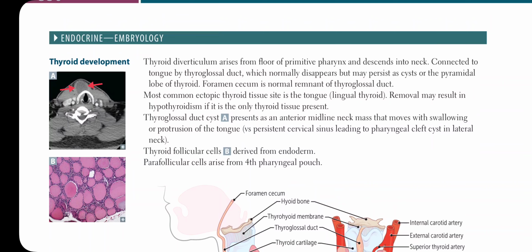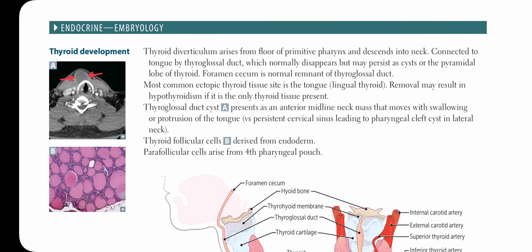The thyroid diverticulum starts at the pharynx, goes down to the neck, and is connected to the tongue by the thyroglossal duct. The thyroglossal duct should go away, but if it stays, it can become a cyst or pyramidal lobe of the thyroid, and if it goes away, the remnant is called the foramen cecum. The most common ectopic thyroid tissue is the tongue, and this is called the lingual thyroid. If you remove it and it's the only thyroid tissue, then patients can have hypothyroidism.